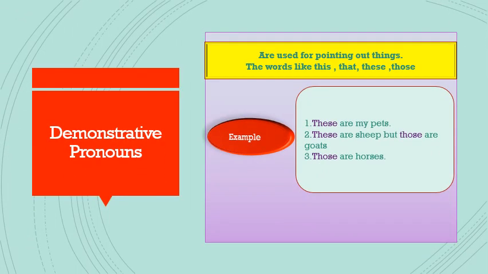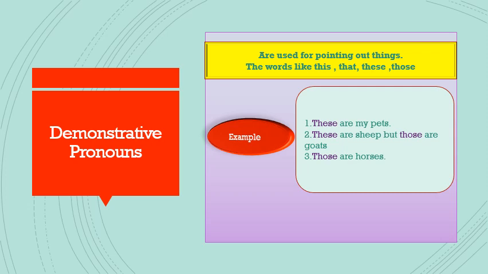Now coming over to demonstrative pronouns. What are demonstrative pronouns? Demonstrative pronouns are pronouns which are used for pointing out things. Words like this, that, these, those are demonstrative pronouns. Now, let's have a look at these examples. The first example, these are my pets. So with these, I am pointing out that these pets are mine. So these over here is a demonstrative pronoun.